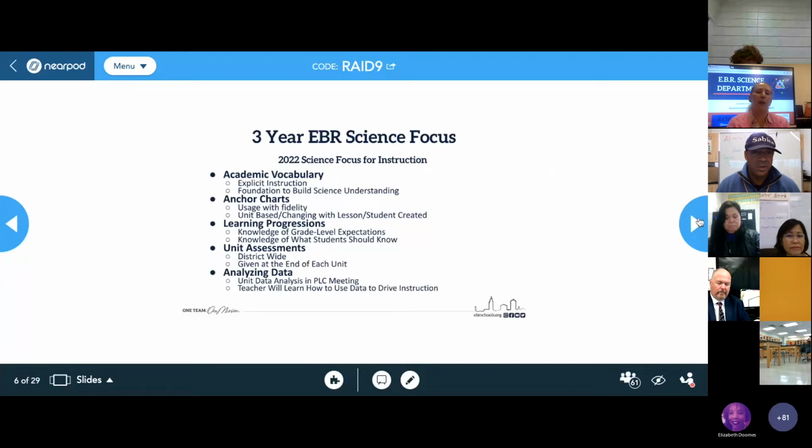So here's our 3-year EBR science focus. It's academic vocabulary, and like I said, it's anchor charts, learning progressions, unit assessments, and analyzing data. The biggest thing about anchor charts is we want to use them with fidelity, and we want to make sure that they're student created. A lot of us as teachers have a tendency to make a really nice anchor chart and leave it up all year long. But that's not really what anchor charts are about.